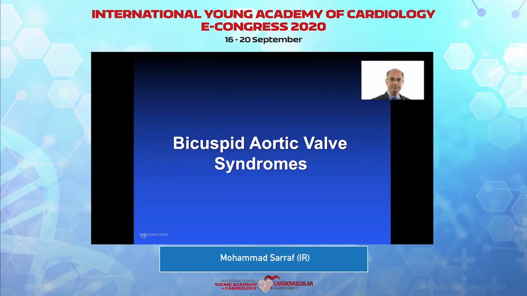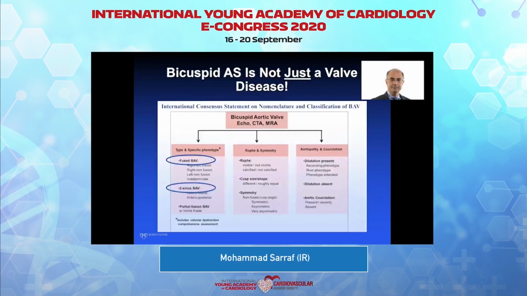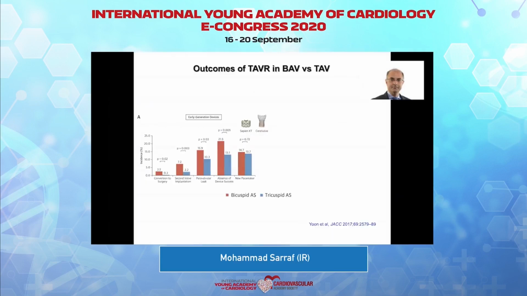Bicuspid aortic valve syndromes, as I'd like to call it. Bicuspid aortic valve is not just aortic valve disease. Frequently, it can be associated with root disease or aortopathy and other comorbidities, even as complex as congenital heart disease such as coarctation. So just calling bicuspid aortic valve disease yet another aortic valve problem probably doesn't do justice to this patient category.